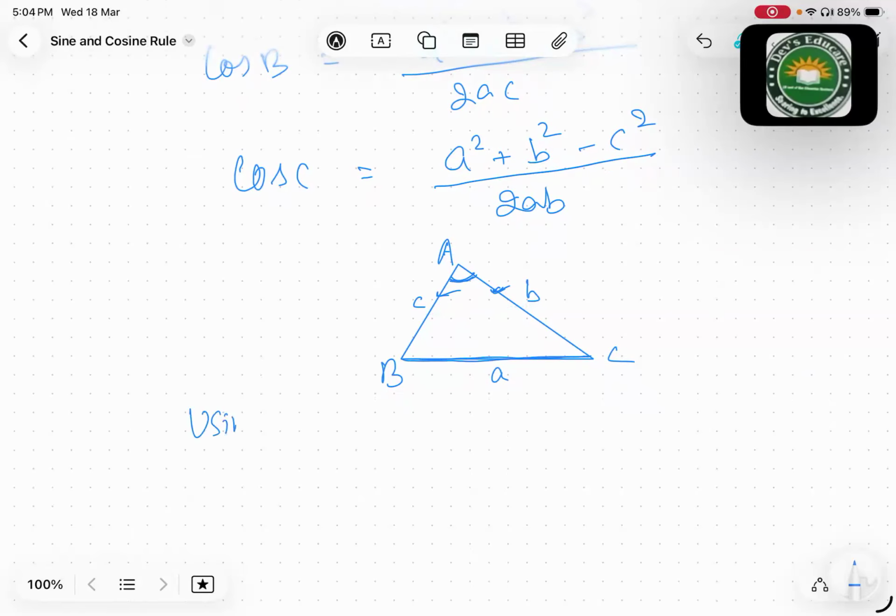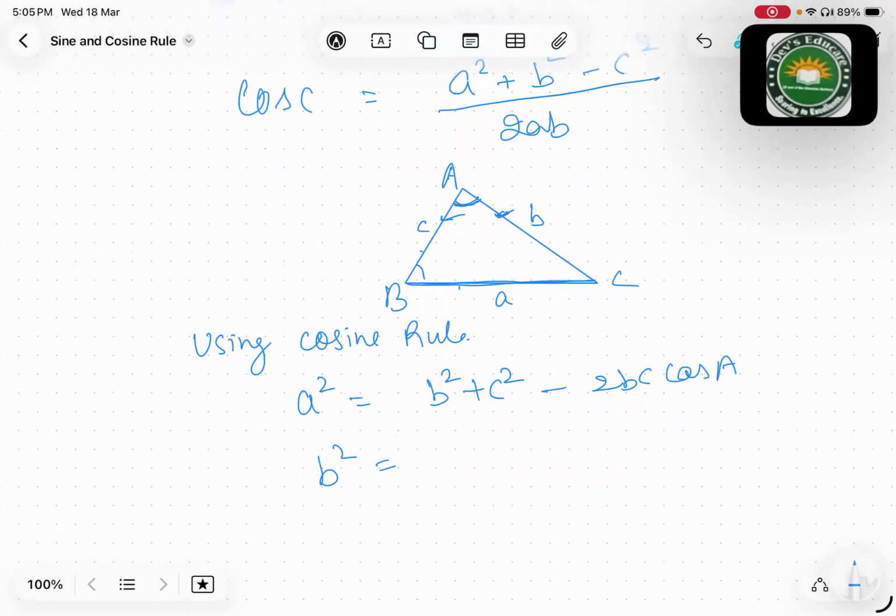So using the cosine rule, a squared equals b squared plus c squared minus 2bc cos A. Similarly, if these two sides a and c are given and the included angle B is given, then we can find side b: b squared equals a squared plus c squared minus 2ac cos B. And c squared, this side AB, can be obtained by a squared plus b squared minus 2ab cosine of the included angle C.